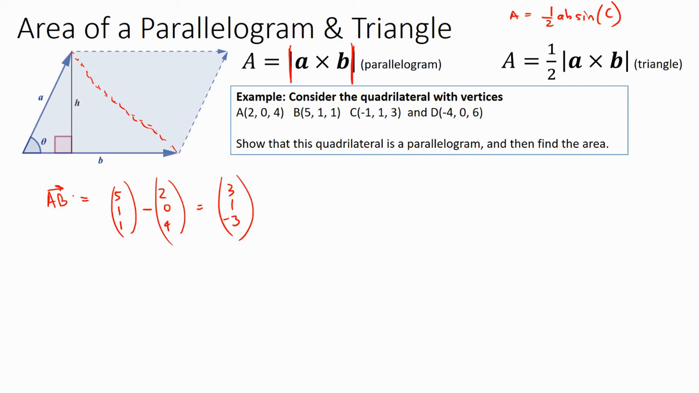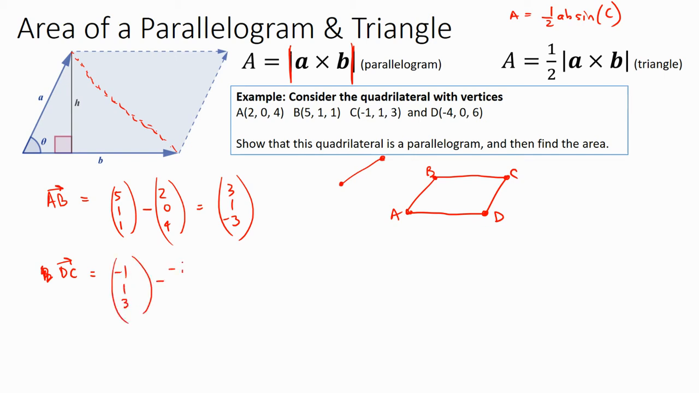I'm going to be careful with this, like which ones do we actually need to find? Let's say it's like this, that's what our parallelogram is, A, B, C, D. I would need to find AB and then compare that to DC. So that means I need to do C minus D. So negative 1, 1, 3 minus negative 4, 0, 6.